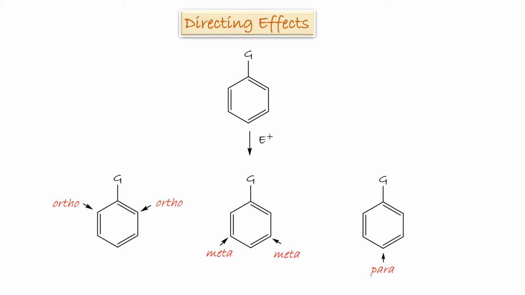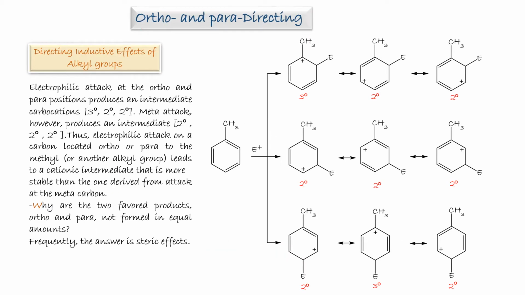Do they affect the direction of the electrophile on the ring? Yes, the directing effect. A group can direct the electrophile toward ortho, and we have two positions for ortho. We have two positions for meta, and we have one for para. And the controller here is this group. We call it the directing group. Ortho and para directing. Directing inductive effects of alkyl groups.